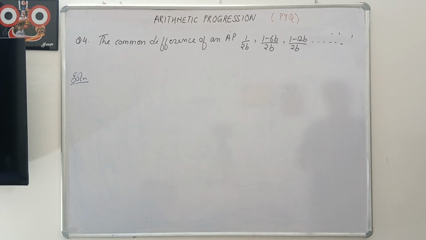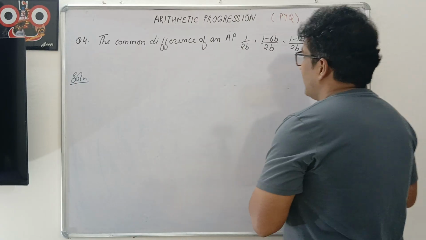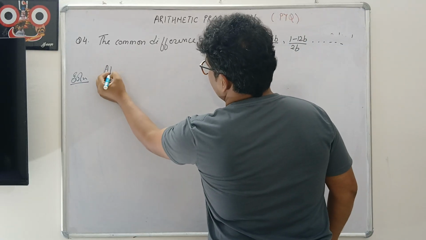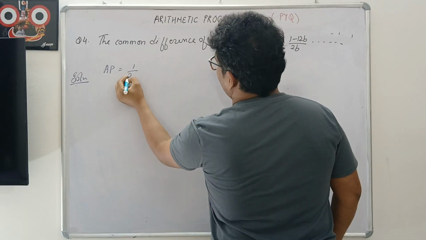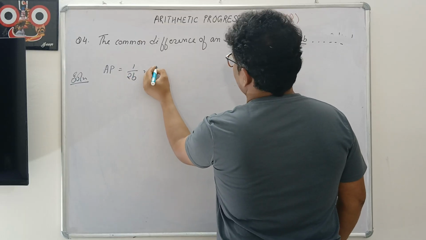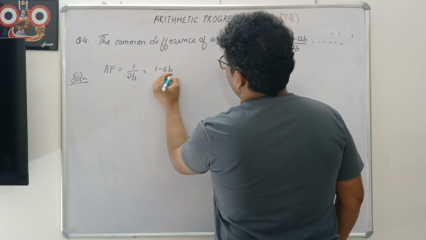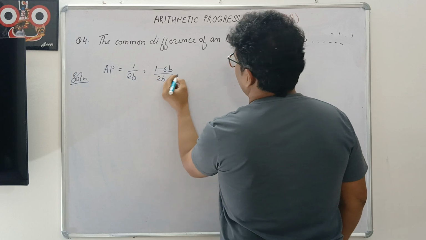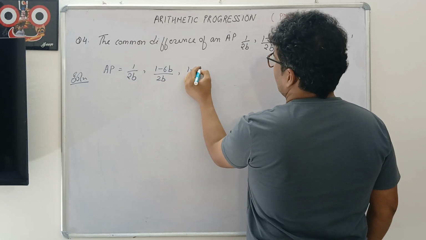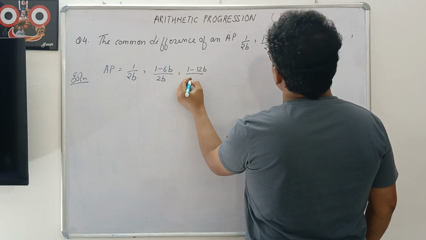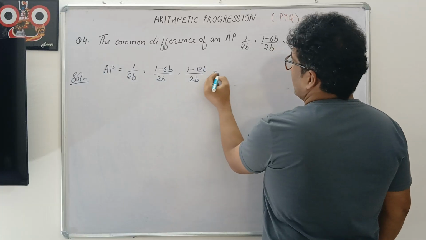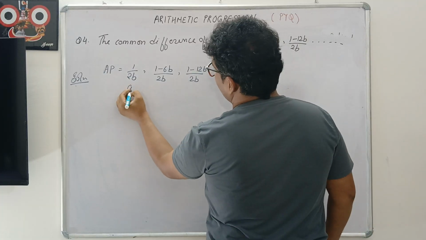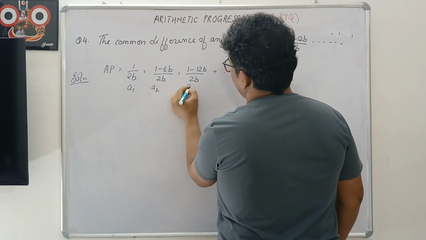Now this question is asking that you have to find the common difference of an AP, where the AP is given to you. The AP is 1 by 2b, the first term, 1 minus 6b by 2b, the second term, and the third term is given as well, over 2b, and so on. So this is your first term, this is your second term, and this is your third term.